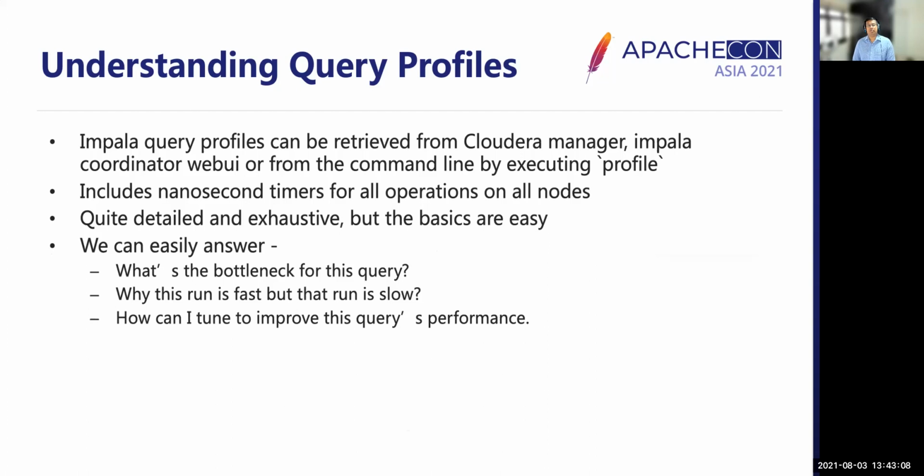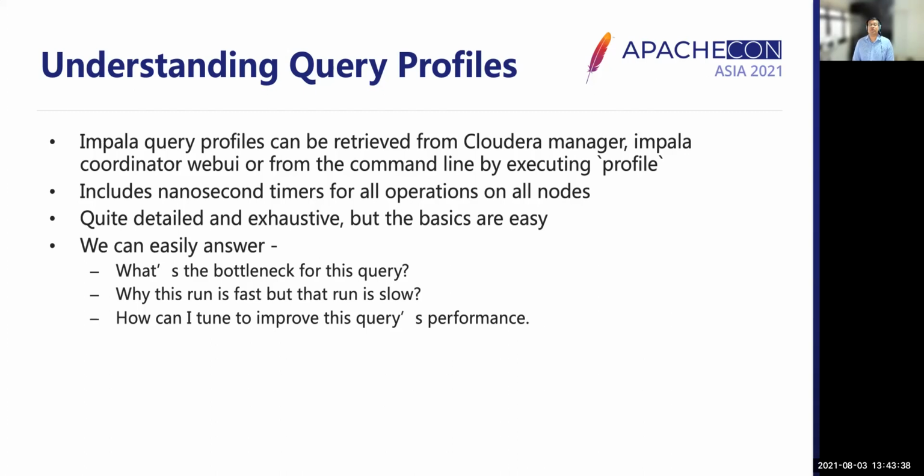Let's talk a little bit about query profiles. Impala query profiles can be retrieved from Cloudera Manager via the UI, or just by running a profile; command on the Impala shell command line. It includes nanosecond timers for all operations on all of the nodes. It is quite detailed and exhaustive, runs into pages, but we'll look at the aggregate information on it, which is very easy to understand and parse.